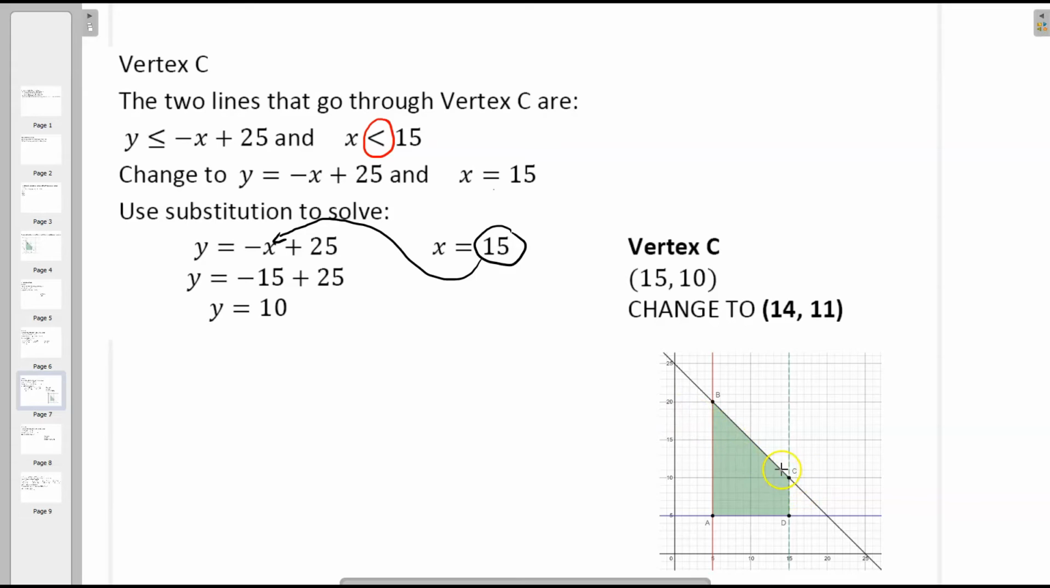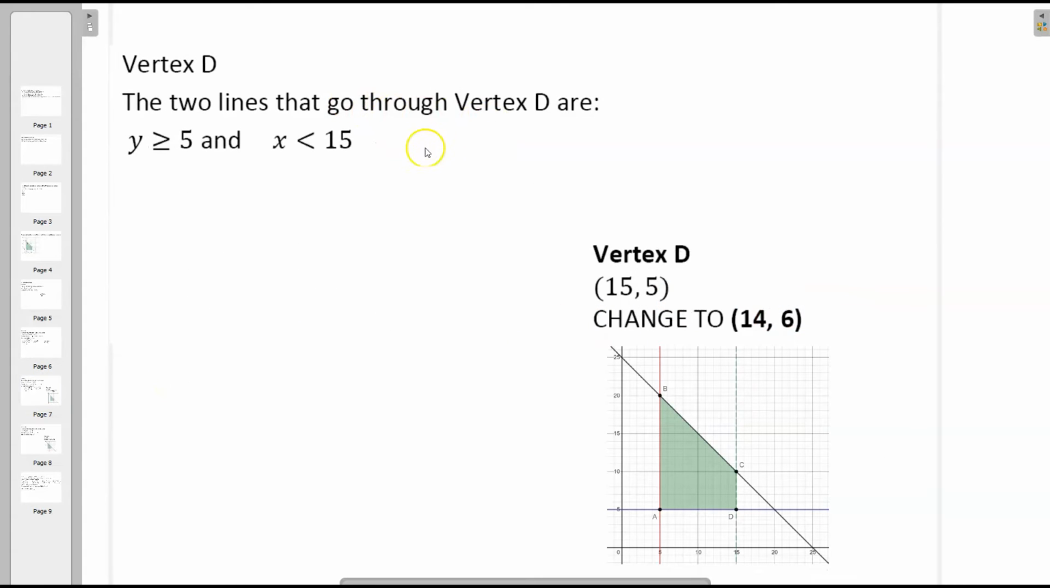And in that case, we can look and we can see that if we just move a little over here, we've now got 14, 11, which is very close to the 15, 10. That gives us a solution, so that's what we end up using. Instead of 15, 10, we go with 14, 11. Now we go on to vertex D.